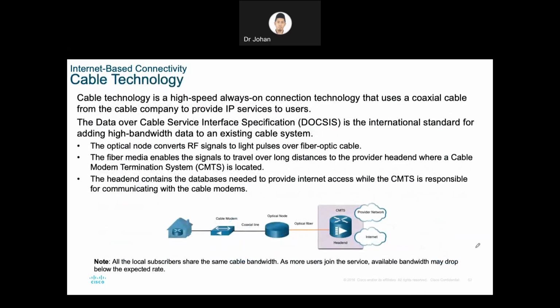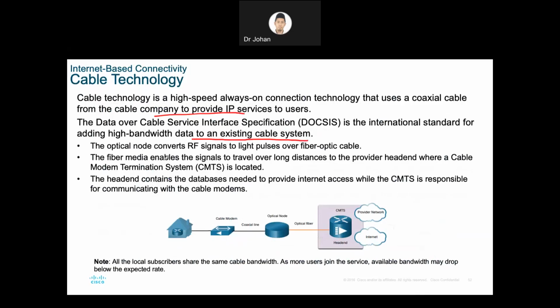Cable technology. Cable technology is a high-speed, always-on connection technology that uses a coaxial cable from the cable company to provide IP services to users. DOCSIS, the Data Over Cable Service Interface Specification, is the international standard for adding high-bandwidth data to an existing cable system. The optical node converts RF, radio frequency signals, to light pulses over fiber optic cable.